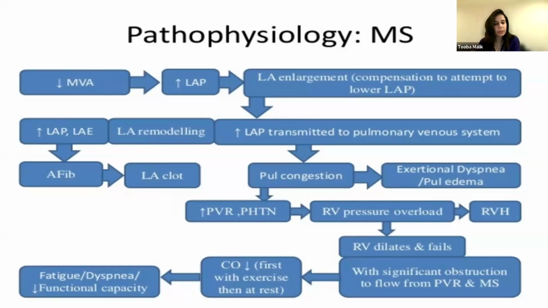Atrial fibrillation, as we all know, if it goes untreated, you can develop a clot in your LA, and that can cause thromboembolic disorders and strokes, etc. That's one of the complications of MS, and as you can see in the flow chart, other complications can include pulmonary artery hypertension, pulmonary congestion, and that can cause exertional dyspnea and ultimately lead to increased RV pressure, which can cause right ventricular hypertrophy as well, and right ventricular failure.